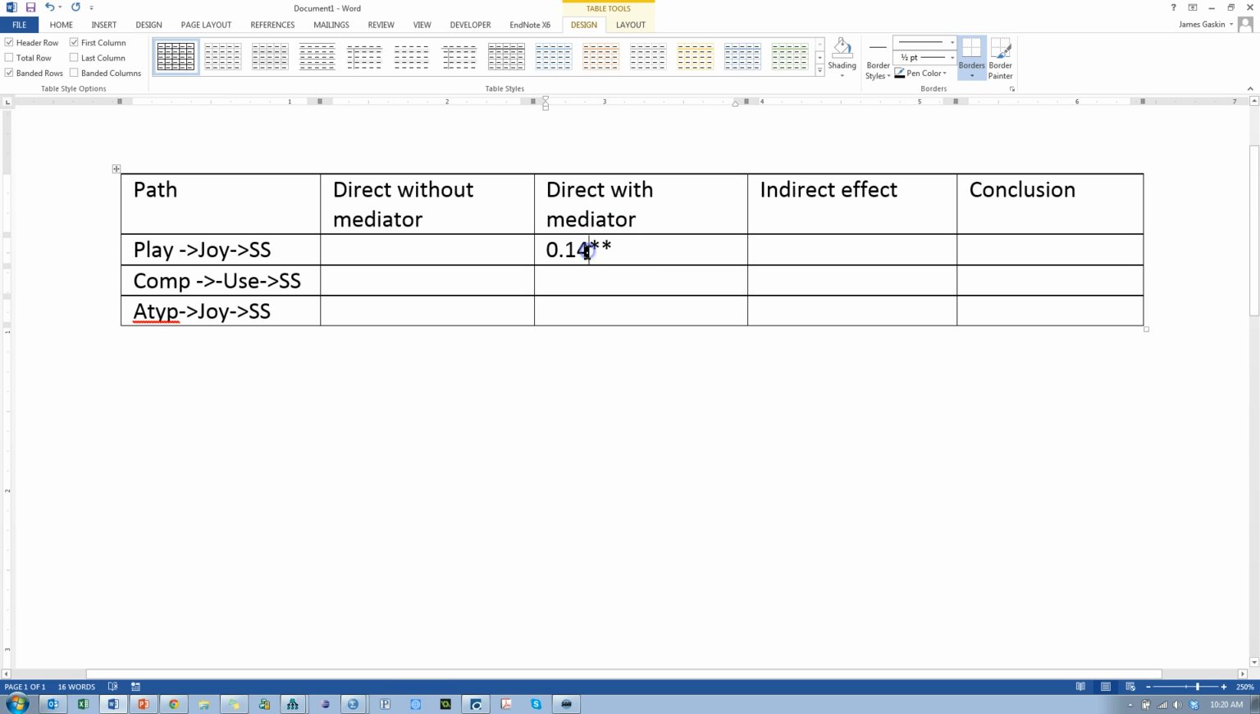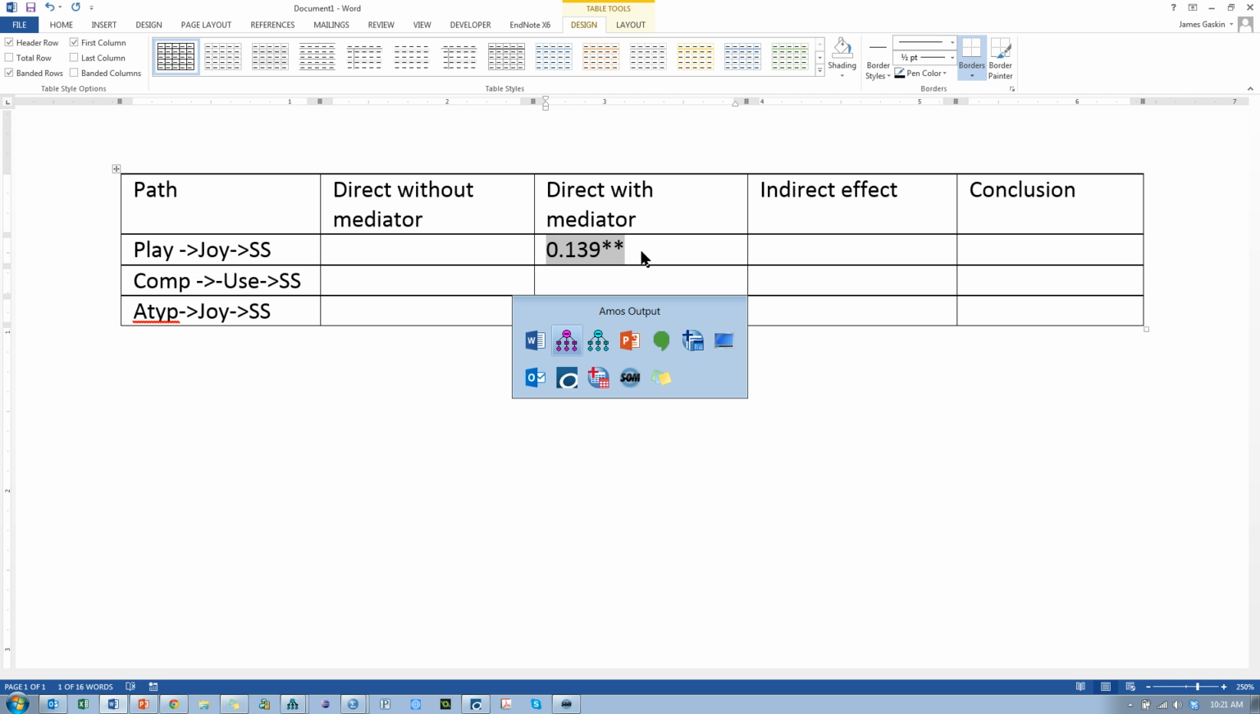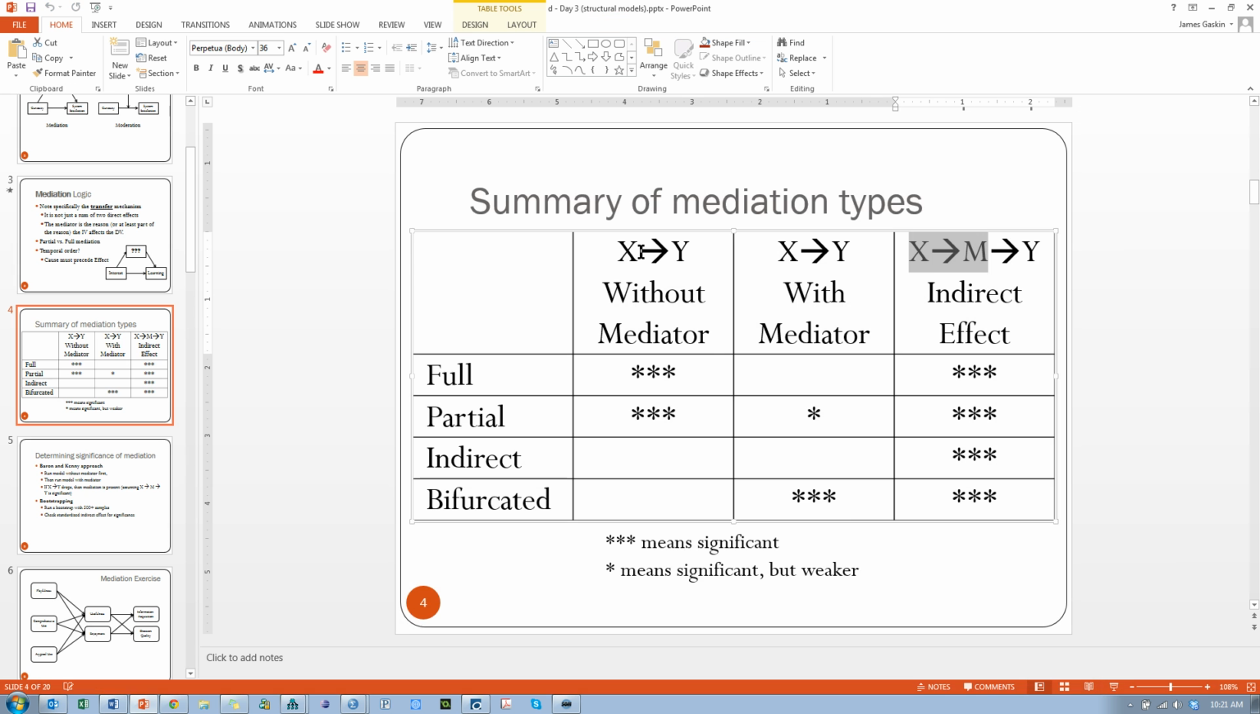So playful to system success. Well, we're doing direct with a mediator, right? Direct with mediators. Still significant. So what's our potential right now? The only thing we could observe at this point is either partial mediation or bifurcated mediation. Could only be partial or bifurcated.